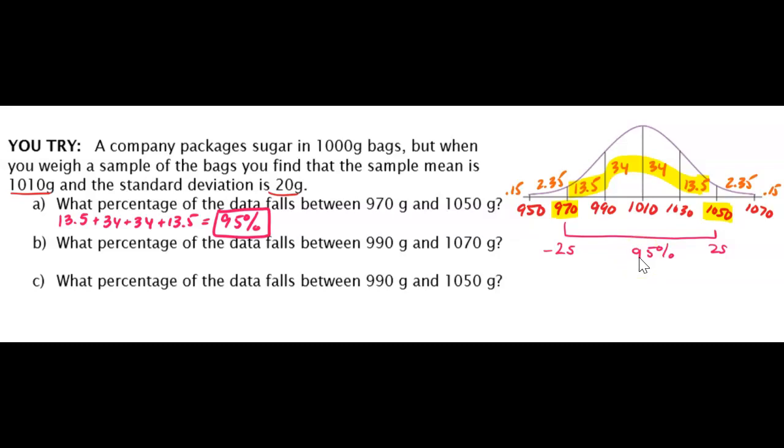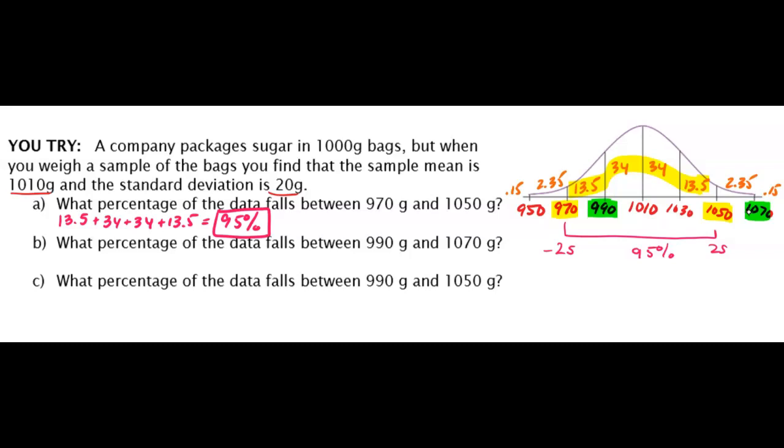All right, next question, what percentage of the data falls between 990 and 1070? So now we're looking at this one that I'm highlighting in green, 990 and 1070. We can't use that empirical rule for this one. The reason is because it's not symmetrical. 990 is one standard deviation away and 1070 is 3 standard deviations away. So that empirical rule is not going to help us.